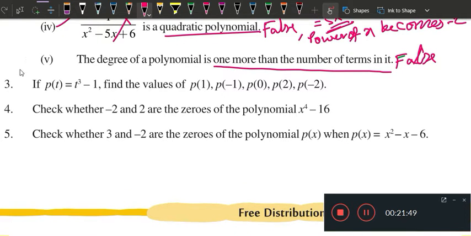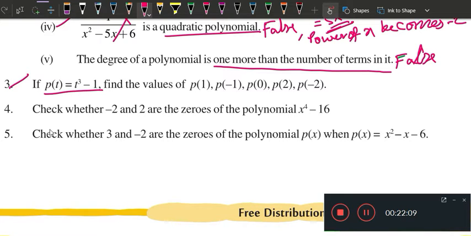Next. P of t is equal to t cube minus 1. If P of t is equal to t cube minus 1, this is a polynomial. Find the value of P of 1, P of minus 1, P of 0, P of 2, P of minus 2. Okay, children, it is very important.